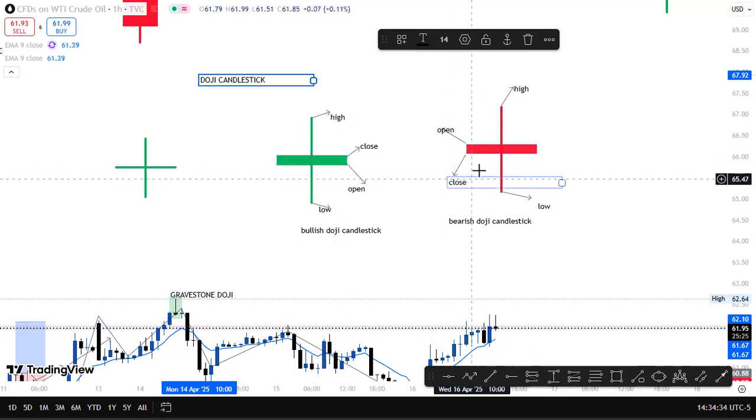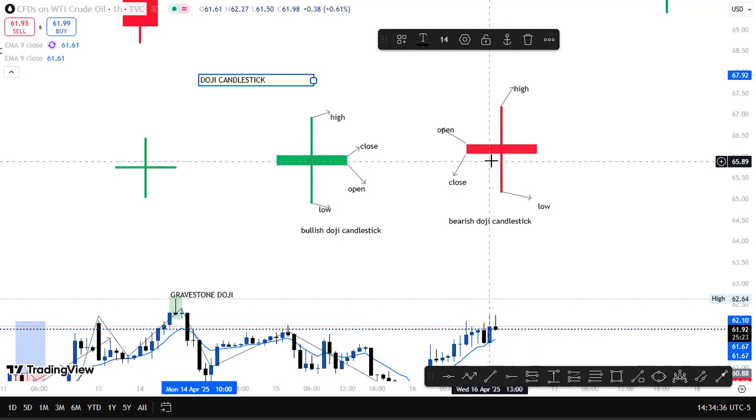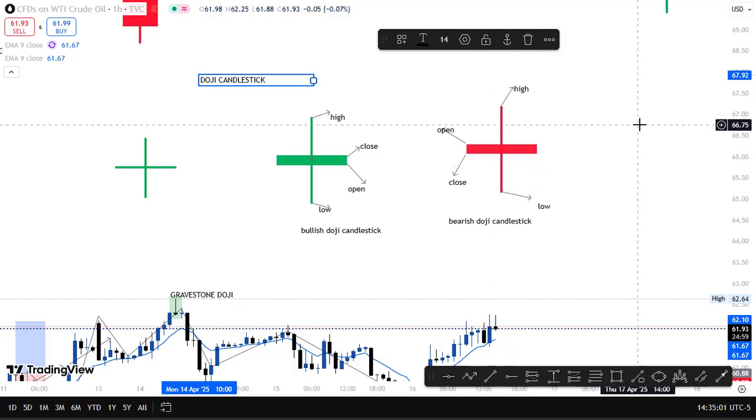Same thing with the bearish doji. When it forms at the top of an uptrend, it signifies that a reversal might happen in the market. And always note that the open and the close are about the same level in price. So when they form, just know that the open and the close are about the same level. It's telling you that there's indecision in the market between buyers and sellers.